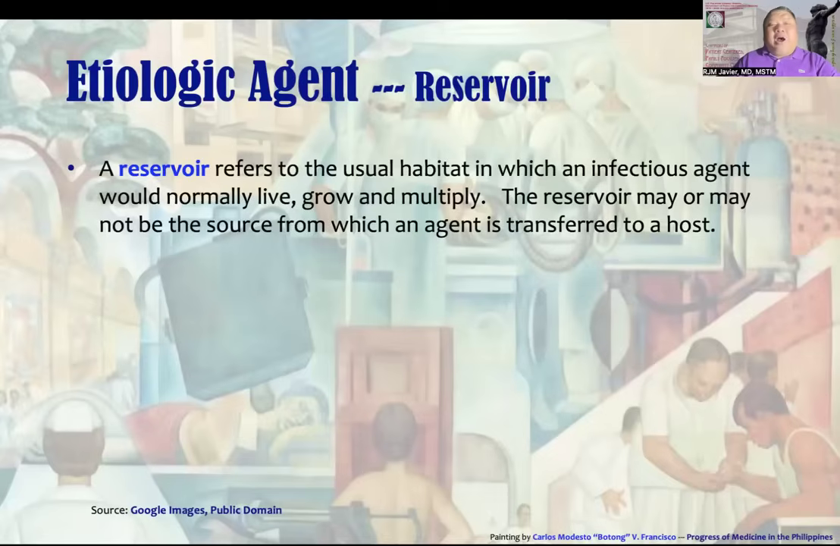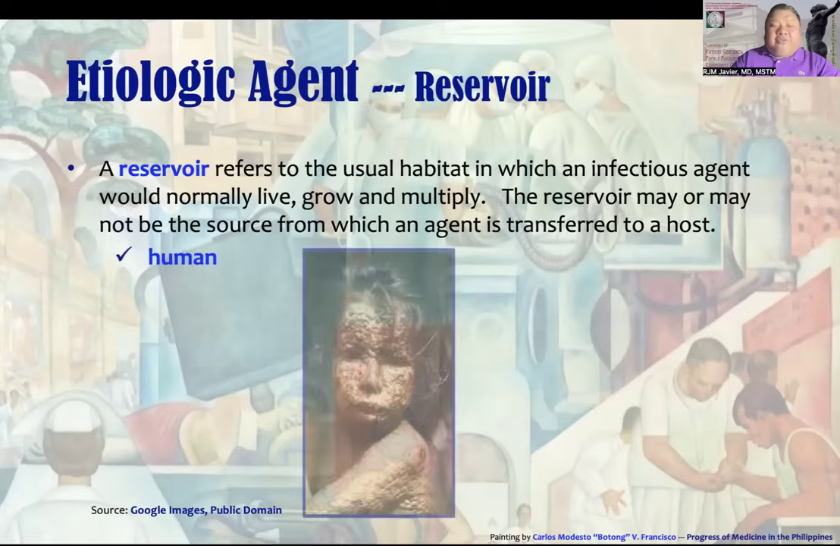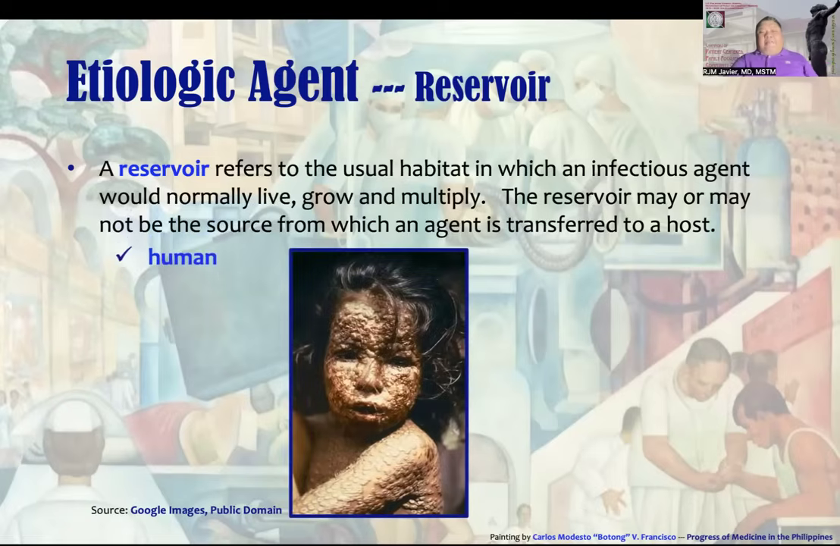Now, a reservoir would refer to the usual habitat in which an infectious agent would normally live, grow, and multiply. The reservoir may or may not be the source from which an agent is transferred to the host. Reservoirs could be humans, for example.